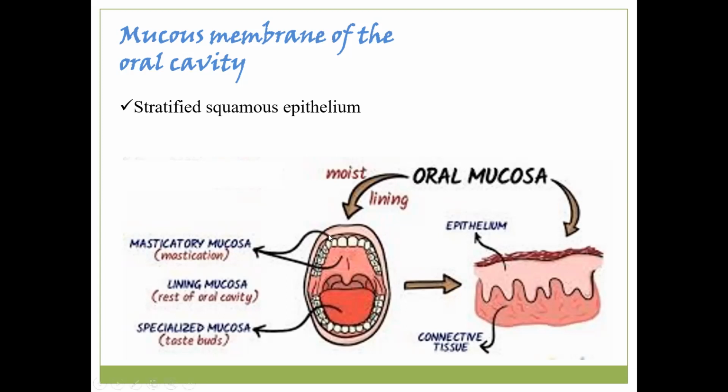So, this diagram shows where these mucosa components can be seen. Masticatory mucosa can be seen on the hard palate and the vestibule. Specialized mucosa can be seen on the tongue. Lining mucosa can be seen on the rest of the oral cavity.